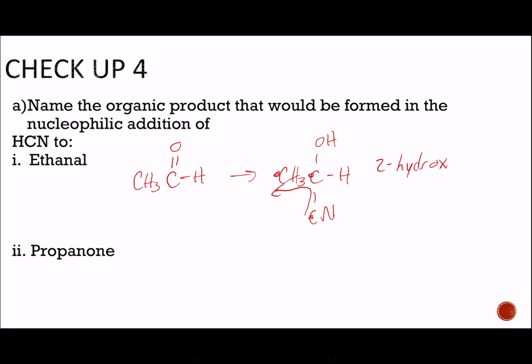And so this would be 2-hydroxypropane nitrile. Because when naming cyanide, you name it a nitrile group, and how you name nitriles is you count the carbons and you just say the whole entire name of the carbon chain and add nitrile to the end. All right, propanone.